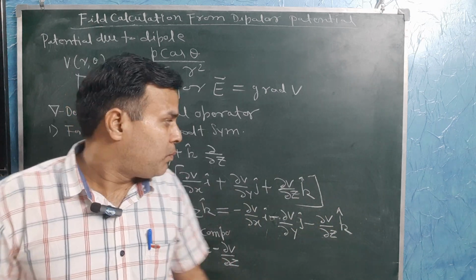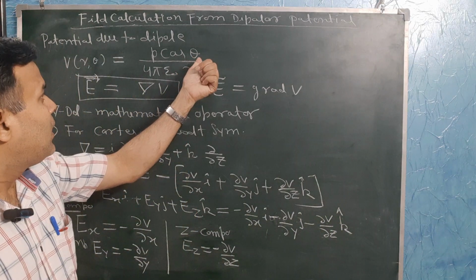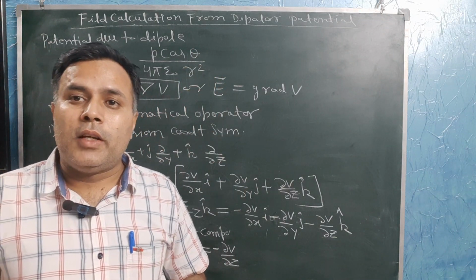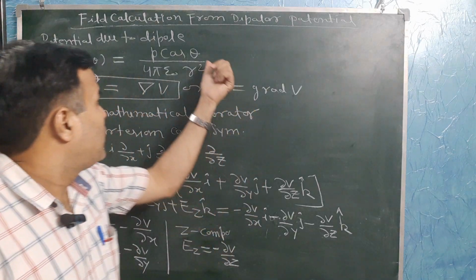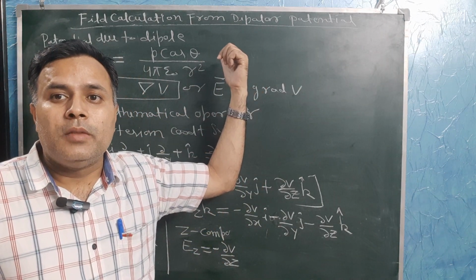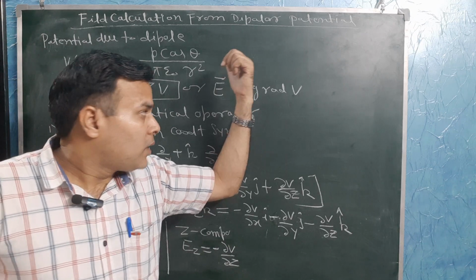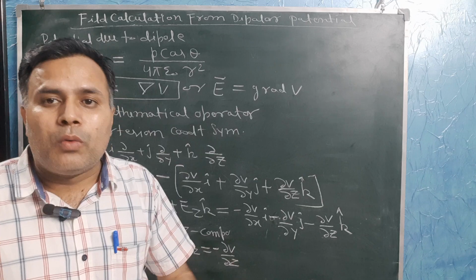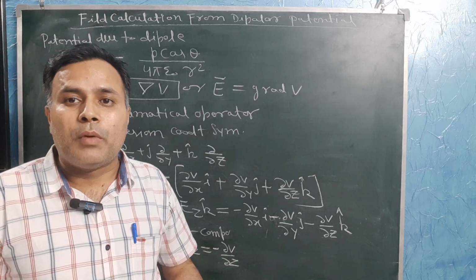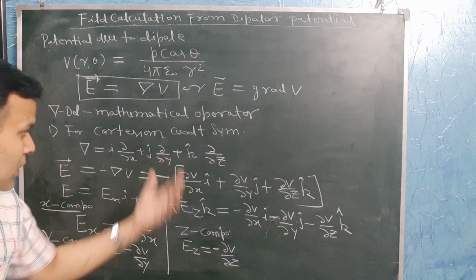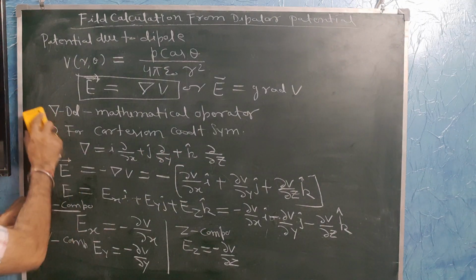But if the potential we are talking about is the potential due to a dipole, then this dipolar profile is in polar coordinates. Corresponding to this polar coordinate, we can also find out the field components in polar coordinates, meaning Er and E theta. We can simply find out Er and E theta. So this is Cartesian.